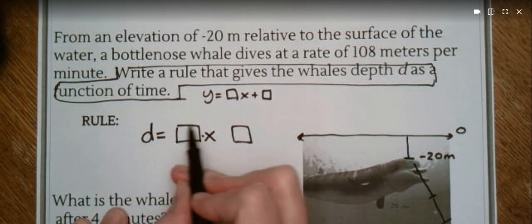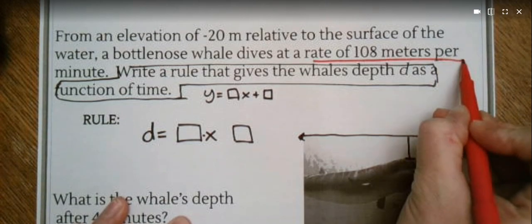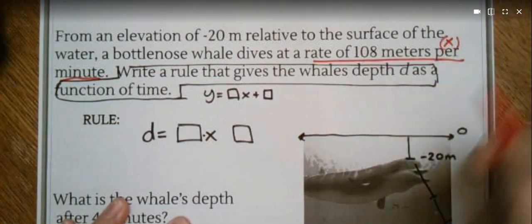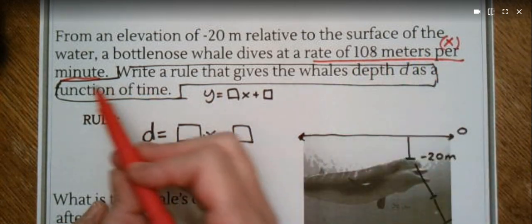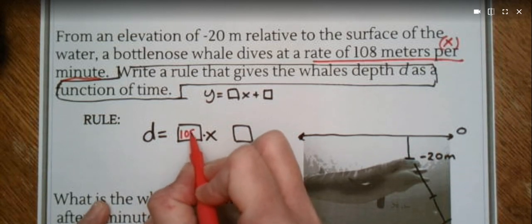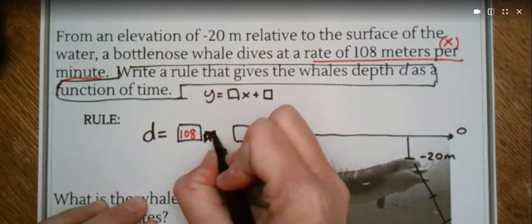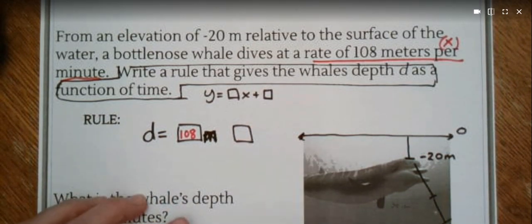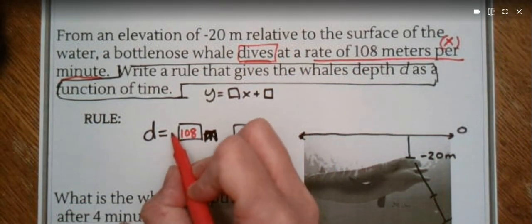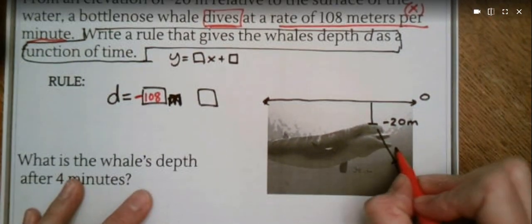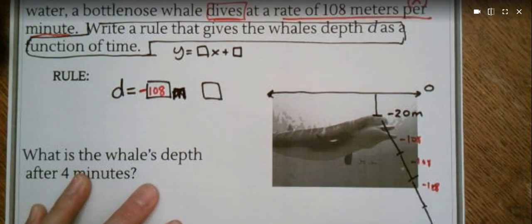So our multiplier, what's constantly changing? Well, if you look in the problem, it says the whale dives at a rate of 108 meters per minute. There's that per again that signals multiplication. This is the change. It's a constant change, 108 meters per minute. So 108 meters per minute. Now I'm going to maybe change this to m for minute instead of having an x, okay? But it's diving. So I need to ask myself, you guys, is this a positive 108 or a negative 108? And it would be a negative 108 because the whale's diving. It's going down 108, down 108, down 108 every single minute. Okay, I know that's kind of small. Hopefully you can read that.